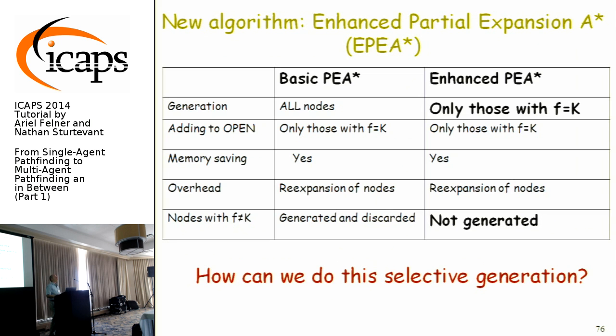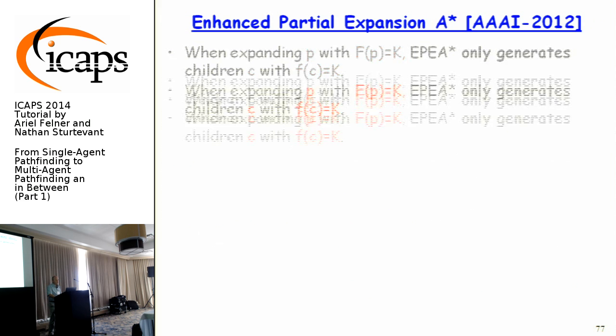The problem with partial expansion A star is that every time a node is expanded, we generate all the children. Some of them are being placed in open, some of them are discarded. We found a way 2 years ago, we called this enhanced partial expansion A star, is that I generate, to begin with, only the nodes that I need. Those nodes that I want to discard, I'm not even generating them. So not only am I saving memory, I'm also saving time. How do I do this trick?